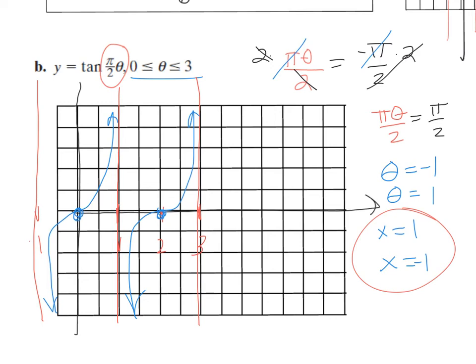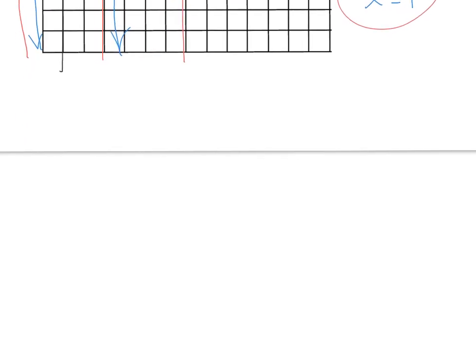So the key thing about graphing tangent is that you just want to make sure that you are graphing the asymptote. So I'm just going to look at another example. So if you have y equals the opposite of tangent of 4x. Okay? So first thing I notice is that this is going to go down from left to right. It's going to look something like this.